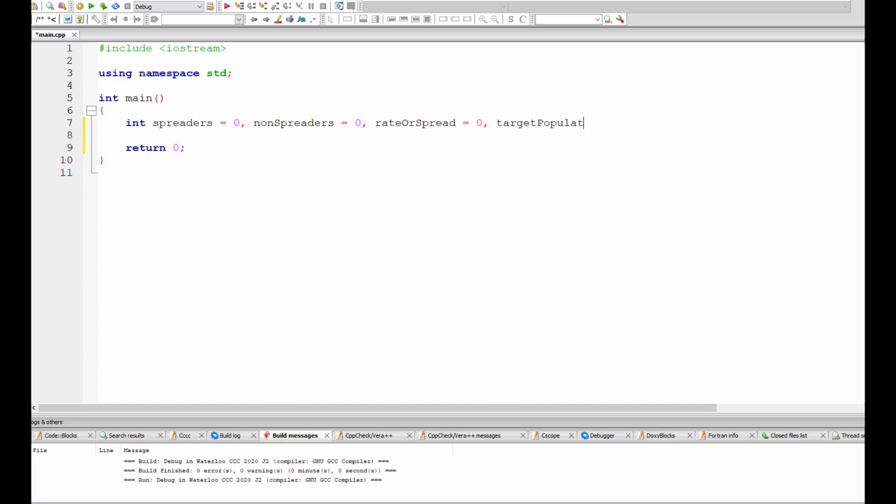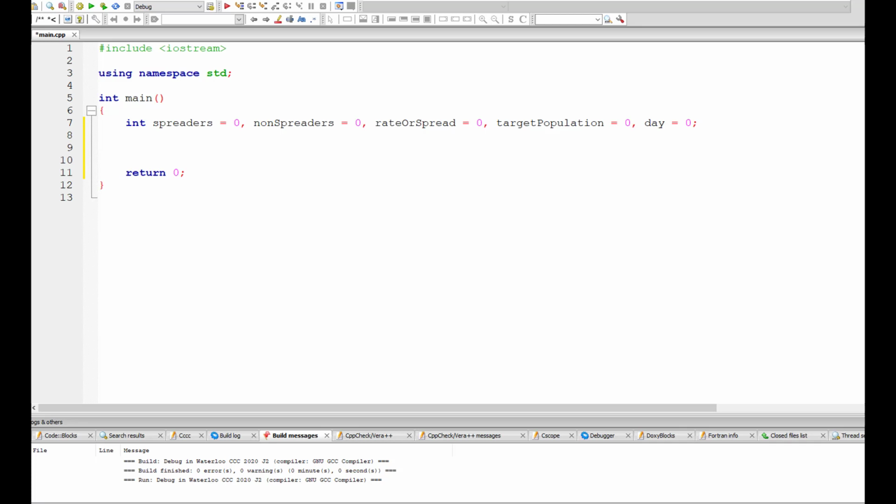Now, we're not actually targeting a population. We are actually just looking to see how long it would take for that to spread to so many people. We also need a variable to track how many days have elapsed. All right, so I think that looks pretty good.